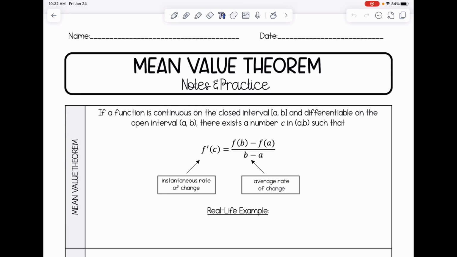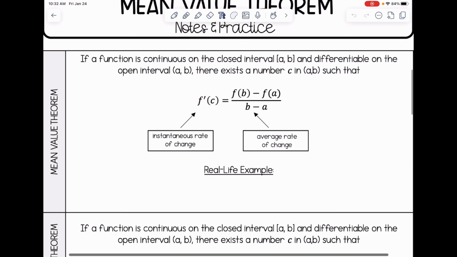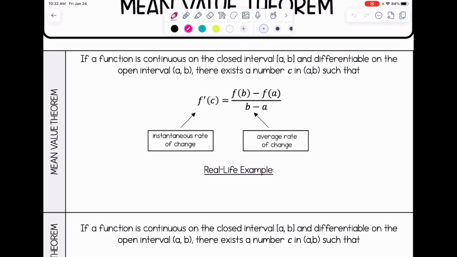In this video, we're going to be talking all about the mean value theorem. The mean value theorem says that if a function is continuous on the closed interval a to b, and it's differentiable on the open interval a to b, then there must exist a number c such that the derivative at c is equal to f of b minus f of a over b minus a. What this is basically saying is that the instantaneous rate of change is equal to the average rate of change at some point. Sometimes I think it helps to think about it in a real life example.